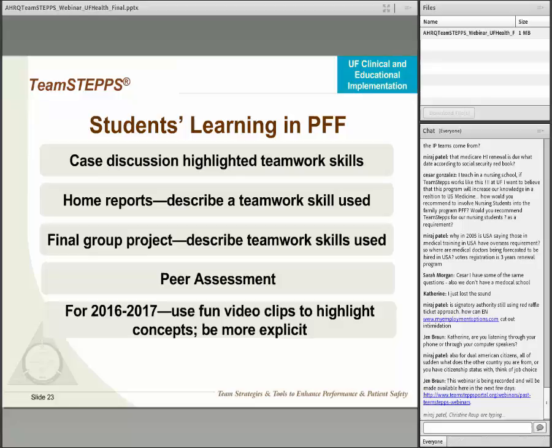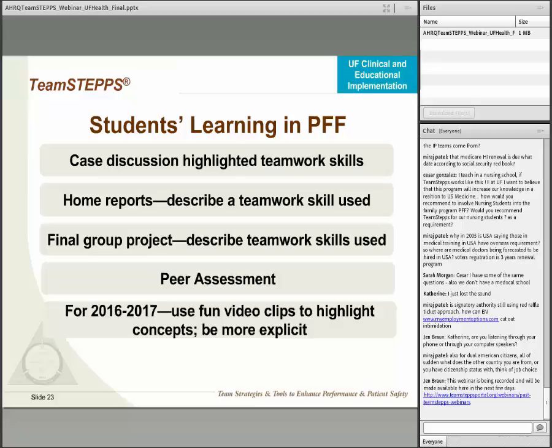The upcoming academic year starts for us pretty soon, in a month or so. We're going to be more explicit that this is coming from TeamSTEPPS. We didn't include much about conflict resolution, so we're going to be adding that to our chart. And we're going to be using some fun video clips to highlight the concepts and sending those out to students and making them available on the course website.